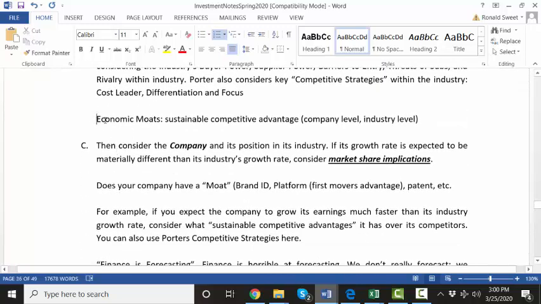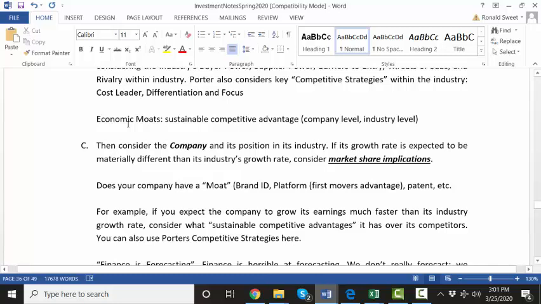This concept of economic moats really works well when you're thinking about growth, especially looking at the company, but also at the industry. Economic moats is when you have a sustainable competitive advantage, so you can have above average growth and competition doesn't come in and steal that growth away from you because you have something, whether it's a patent or maybe your customer base is so large it gives you an advantage.